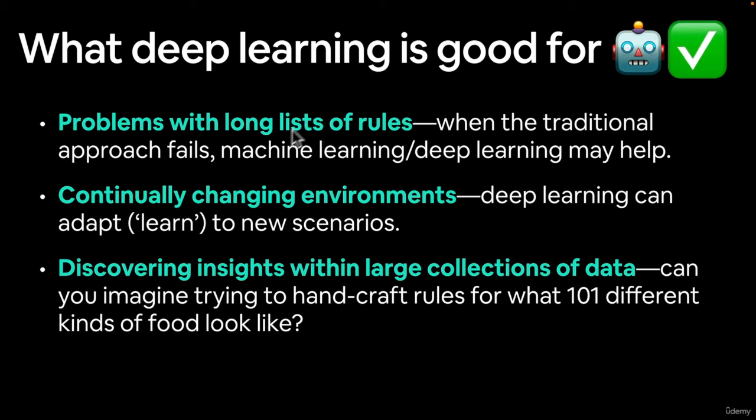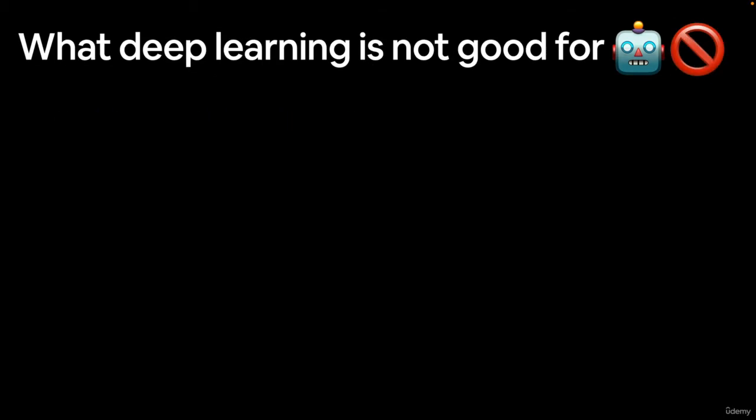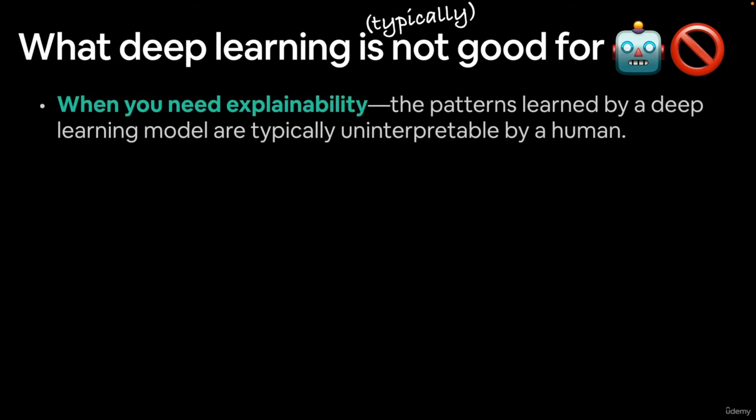So keep this in mind. What is deep learning good for? Problems with long lists of rules, continually changing environments, or discovering insights within large collections of data. Now, what deep learning is not good for, and I'm going to write typically here because, again, this is problem specific. Deep learning is quite powerful these days and things might change in the future. So keep an open mind. If there's anything about this course, it's not for me to tell you exactly what's what. It's for me to spark a curiosity in you to figure out what's what, or even better yet, what's not what.